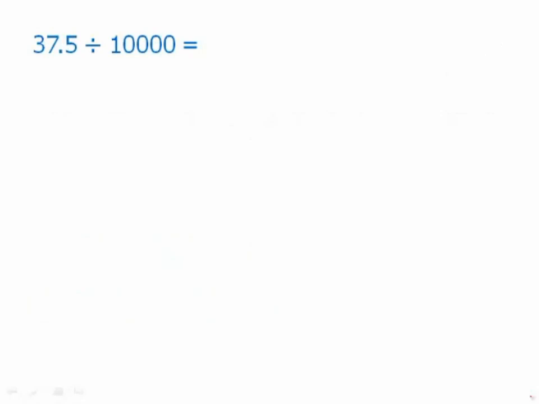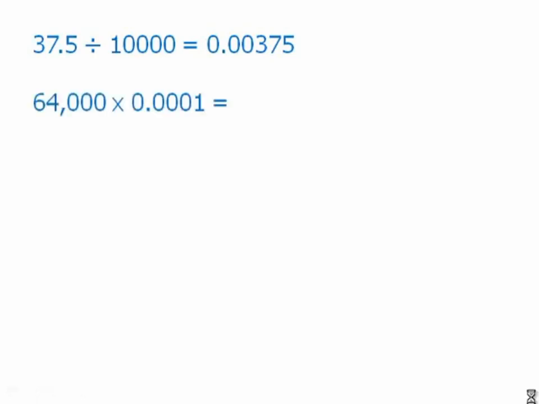37.5 divided by 10,000. Well, now I'm going to have to move the decimal point 4 places to the left, because there are 4 factors of 10 there. So the first 2 places, it winds up next to the 3, and then I have to move it 2 more places, which means I'll need 2 placeholding zeros to the right of the decimal point, 0.00375.